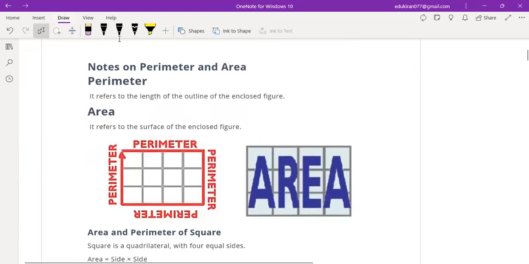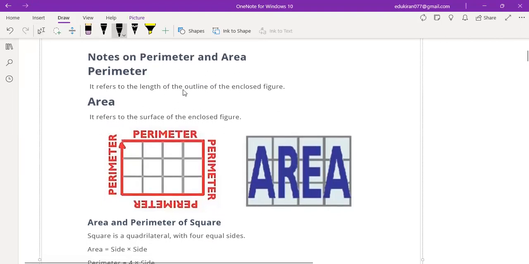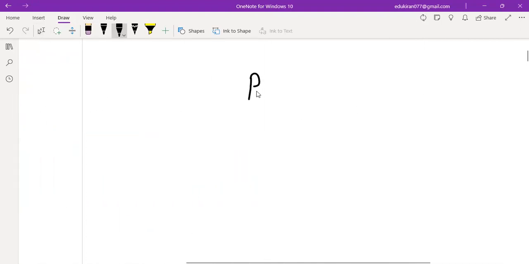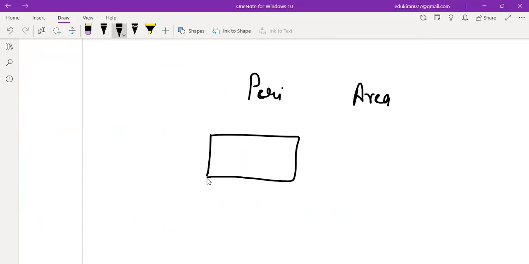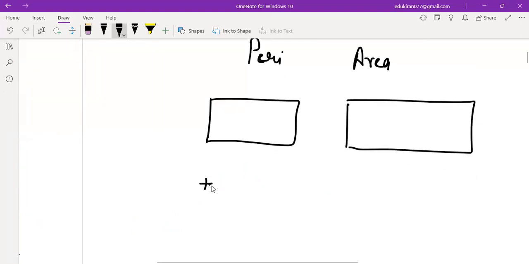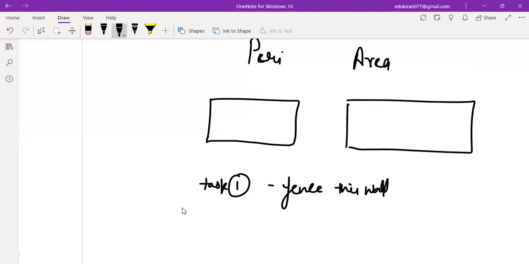Okay, so let's just start. Over here, the two things we are going to discuss in this chapter are perimeter and area. First of all, what is perimeter? For example, this is a plot, and this is also a plot, right? I gave you two tasks. Task number one says fence this wall. And task number two says grow grass. First is fencing and second is growing grass.